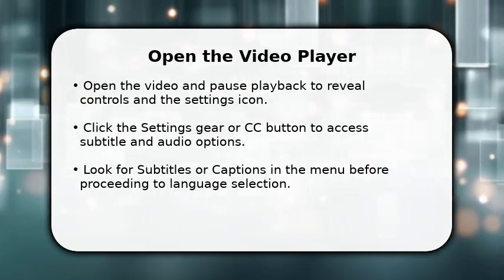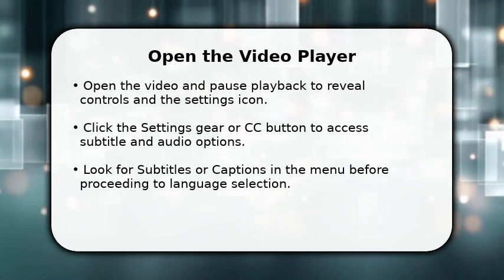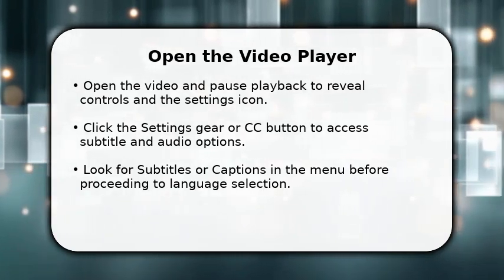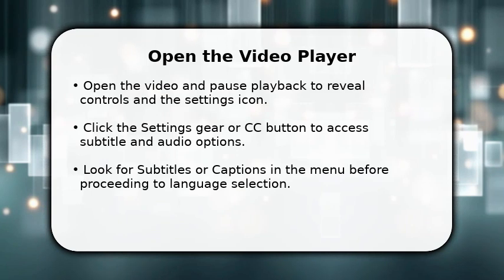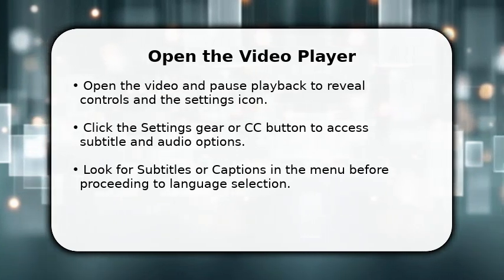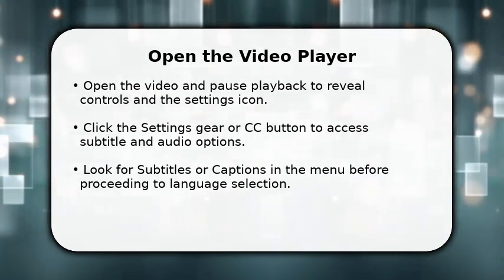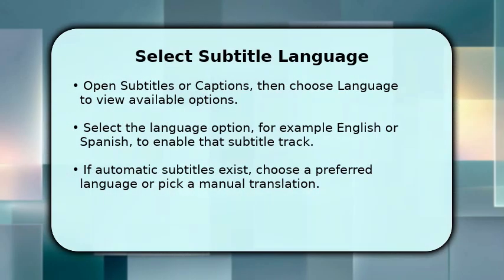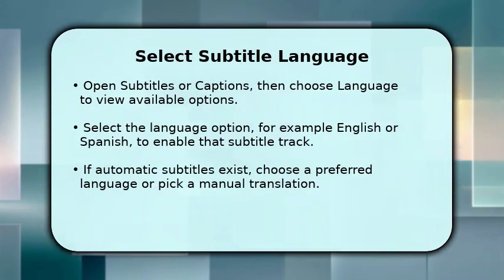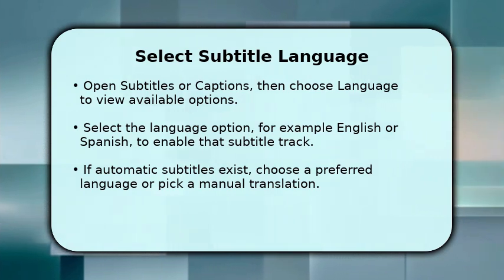Scan the menu for the entry labeled Subtitles, Captions, or Languages and prepare to open it. This step ensures you access subtitle toggles before changing any language settings. With the Subtitles menu open, locate the language or choose Language option in the list. Click the language entry to display all available subtitle tracks and auto-translate choices.